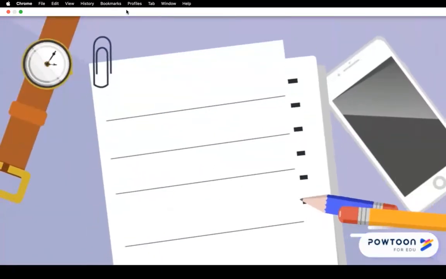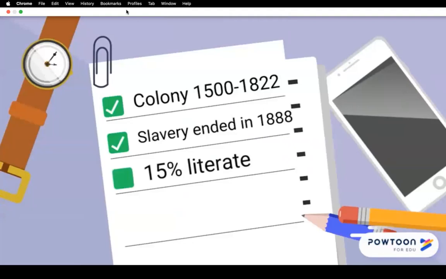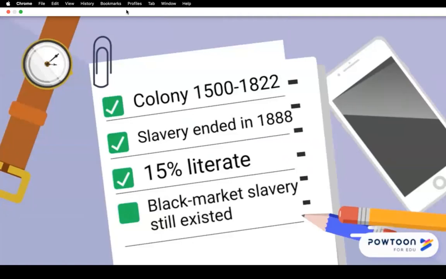Brazil was a Portuguese colony from 1500 to 1822. Even after independence, Brazil was the last country in the Western Hemisphere to outlaw slavery in 1888. Well into the 20th century, 85% of Brazil's population was still illiterate, and some still sold themselves or family members into black market slavery to ward off starvation.